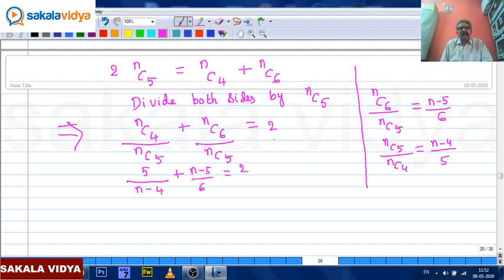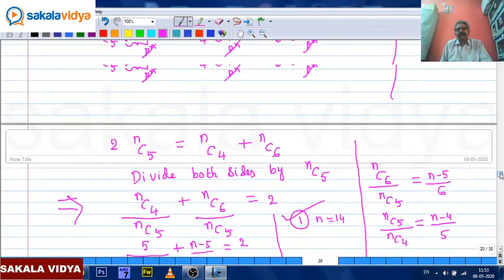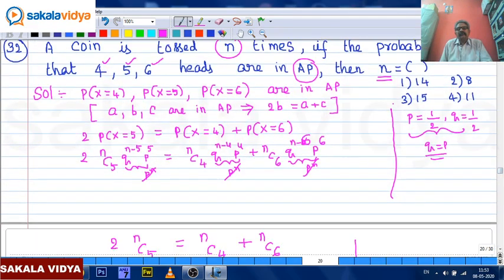So, you can verify the options. What is the first option? First option is n is equal to 14. Substitute here now: 5 by 14 minus 4, that is 10, plus 14 minus 5 is 9 by 6. Simplifying, this will be 4 by 2 equal to 2. Yes, first option is the right option.